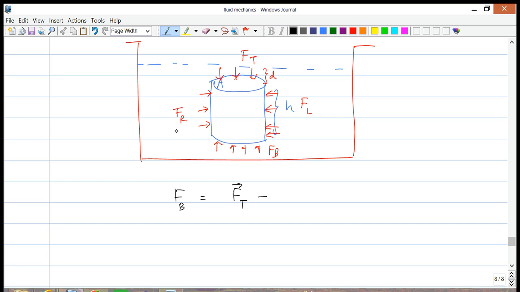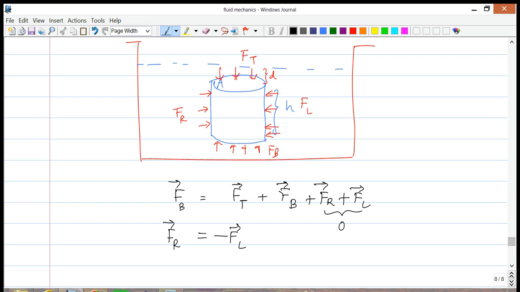I'm going to write it in vector form: F top plus F bottom plus F right plus F left. Now what we know is that the object is not moving to the left or the right. As a result, the total force on the right-hand side and the left-hand side have to be equal and opposite. So F right is basically the negative of F left. These two terms combined give us 0 because they cancel each other out.